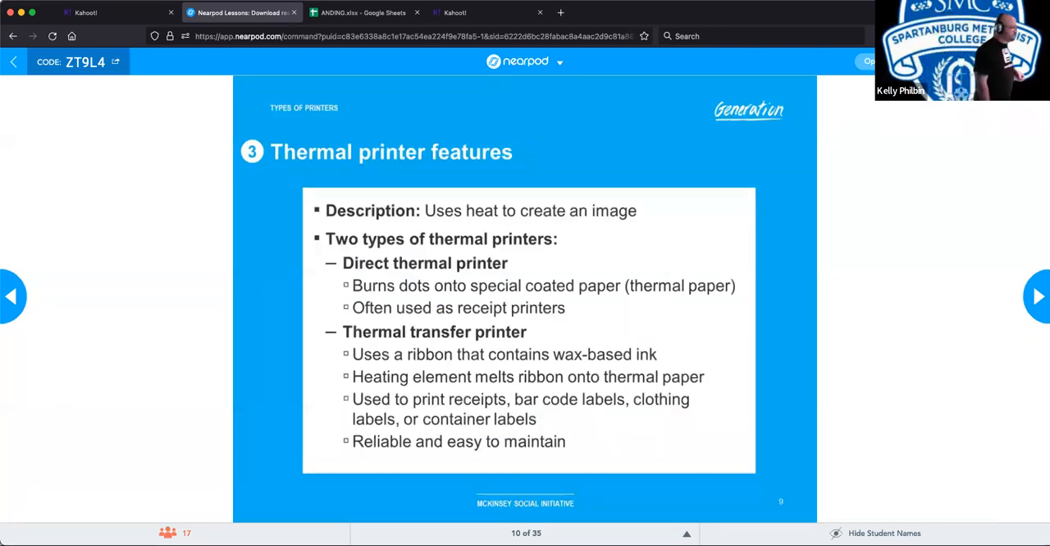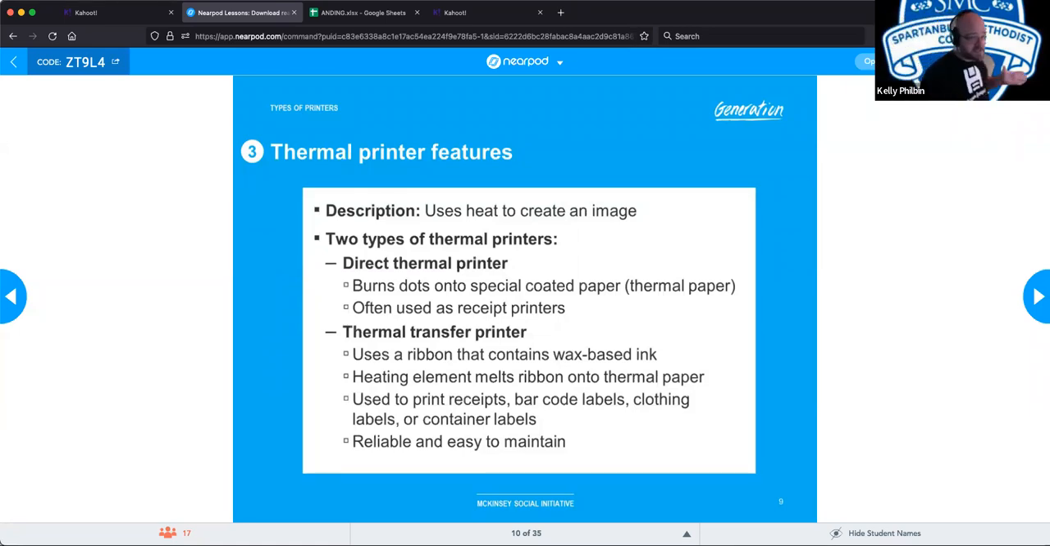Thermal printers. Pretty simple devices for the most part mechanically. They use heat to create an image onto the paper. You need specialized paper in order to run it in a thermal printer. It burns dots into a special coated thermal paper, often used for receipt paper.